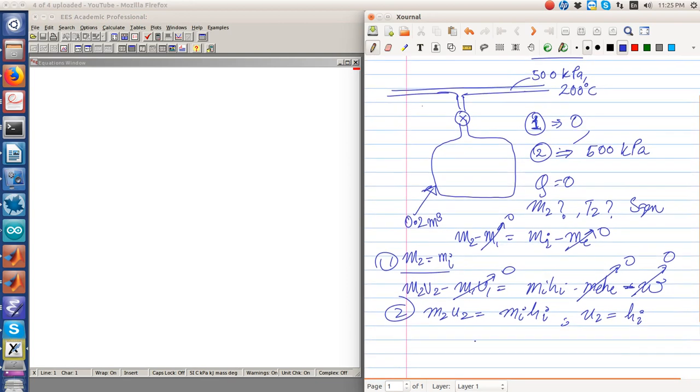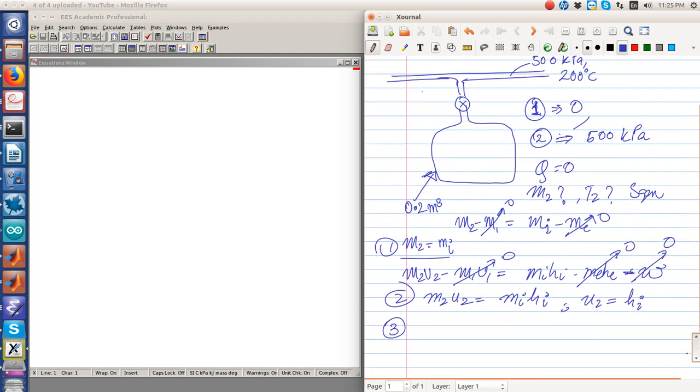So using the conservation of entropy, m2 s2 equal to mi si plus sgen. Therefore simply sgen is equal to m2 s2 minus mi si. Okay, let's see how we can solve this problem.